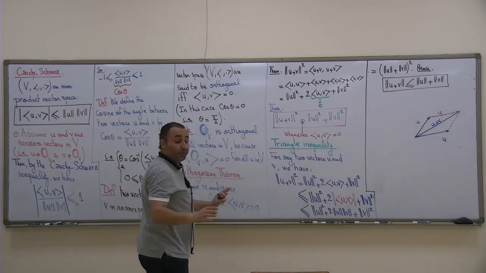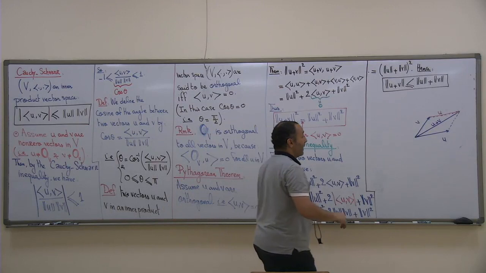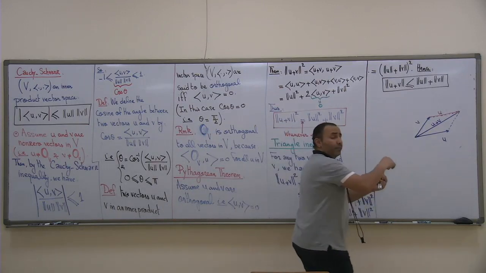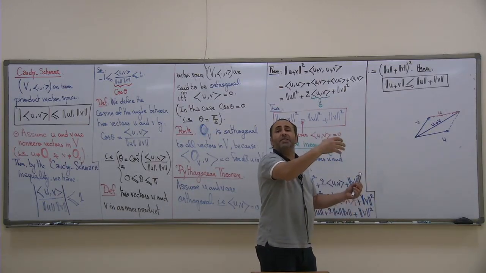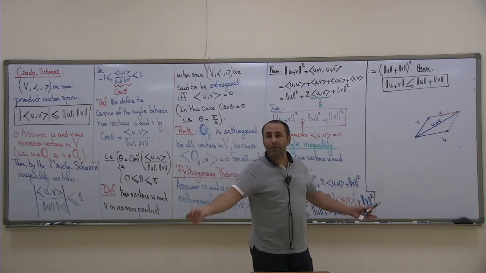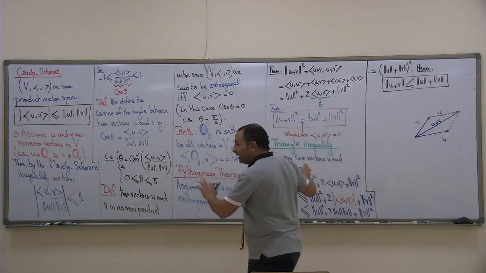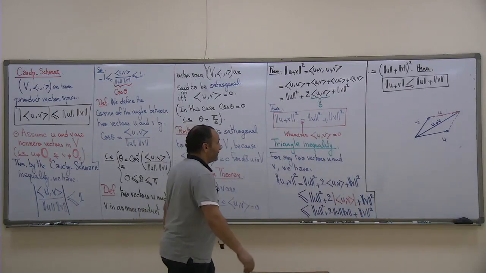The same happens for the distance. You can write it again for the distance. If I have the distance from u to v, it is always less than or equal to the distance from u to z plus the distance from z, for example, to v. You can do it with the distance. It's exactly the same proof.